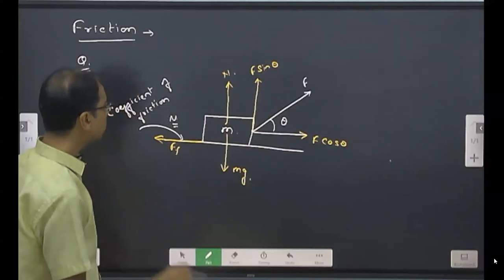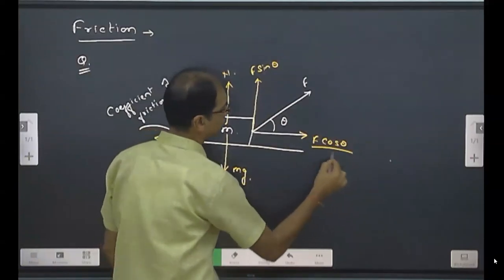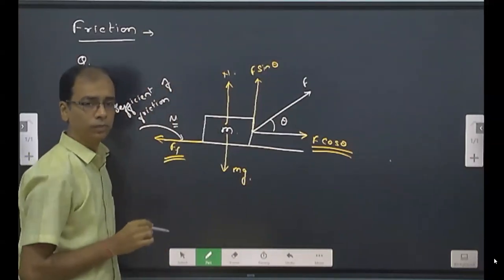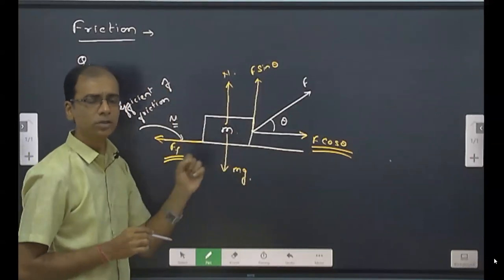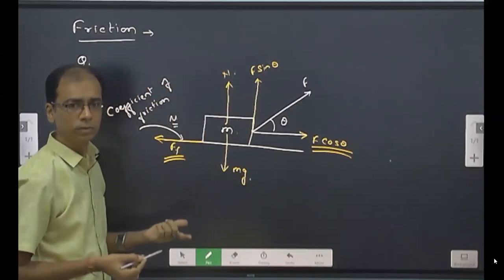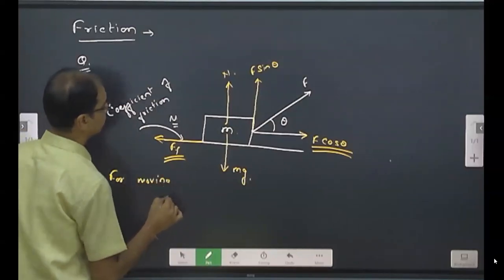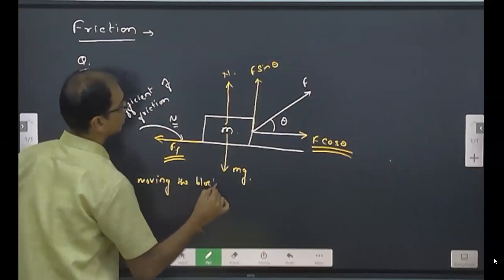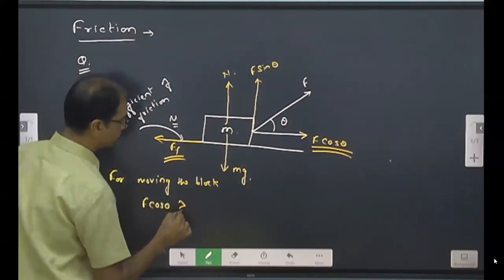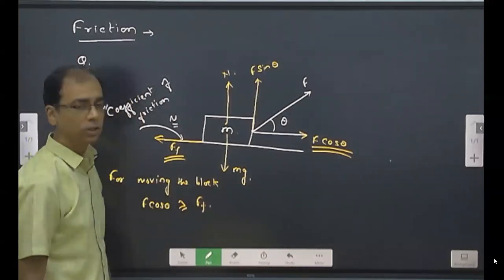Now, if I want to move this block, who is the force towards the right? Only F cos theta. And the force towards the left is the force of friction. So to move it, F cos theta at least needs to be greater than, or let's say equal to, the force of friction. Then only it will move. This is the condition.